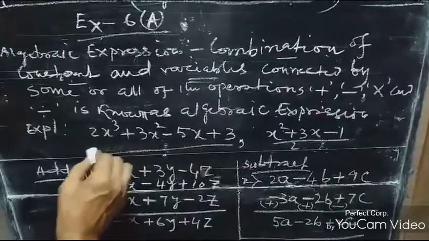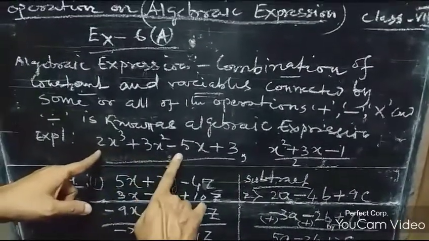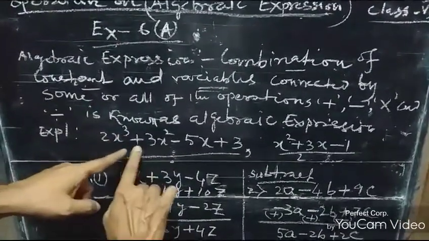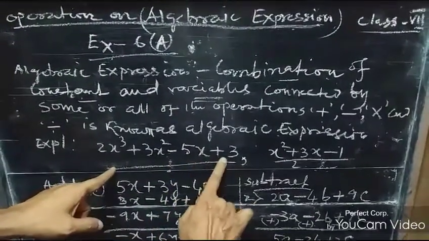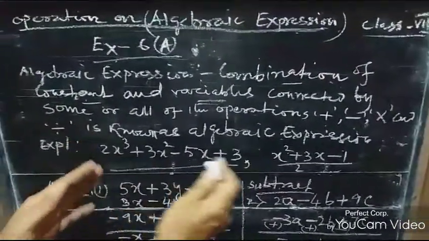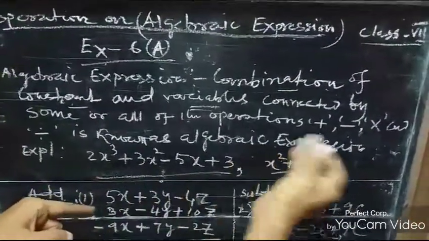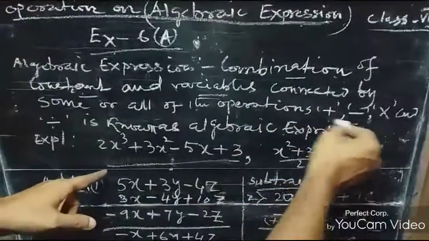Example, I am giving one example over here: 2x cube plus 3x square minus 5x plus 3. See here, 2 into x cube plus 3 into x square minus 5 into x plus 3. That is plus, minus and multiplication. All these are a combination of arithmetic operations, that is mathematical operations.